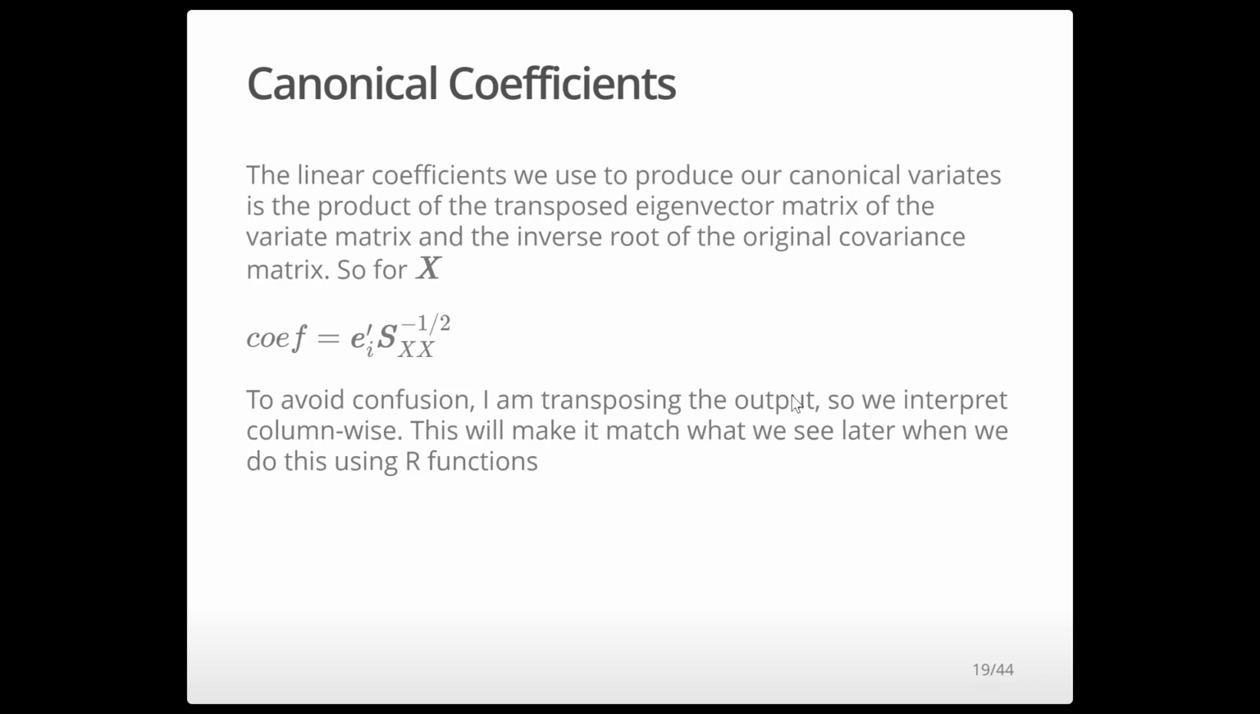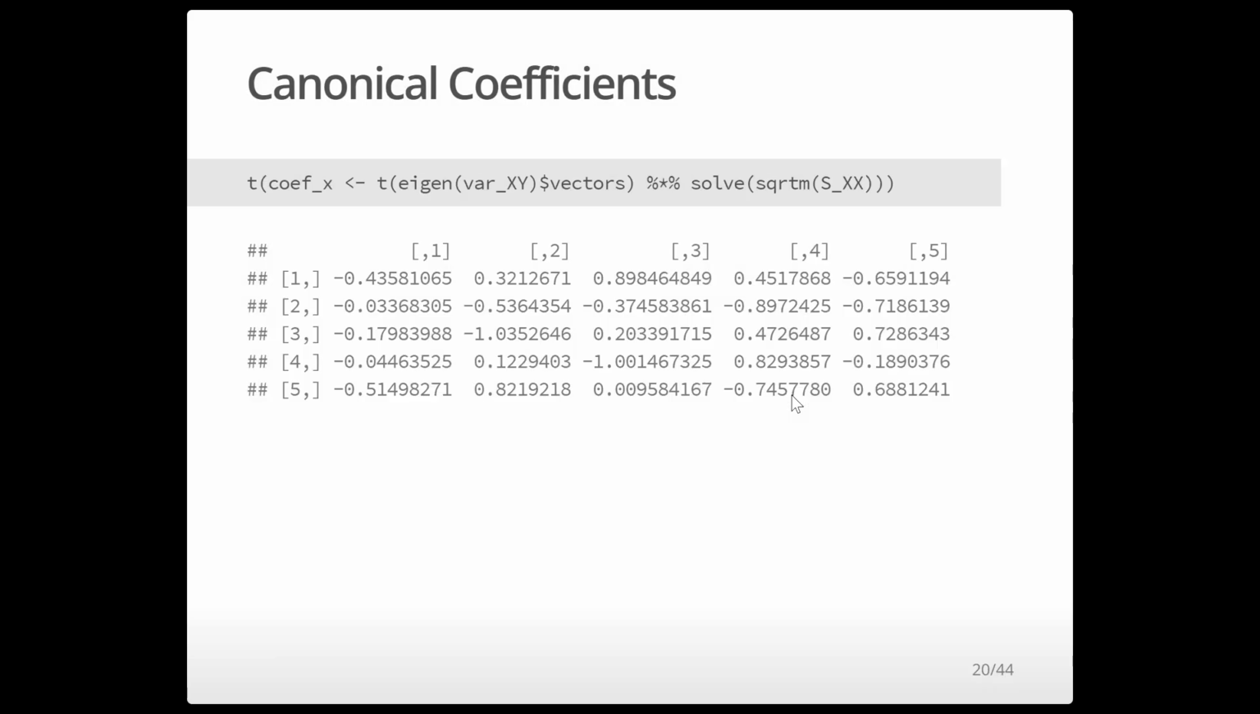The linear coefficients we use to produce our canonical variates are the product of the transposed eigenvector matrix of the variate matrix and the inverse root of the original covariance matrix. So the coefficient is E transpose times the inverse root covariance matrix. I'm going to transpose the output to avoid confusion so that we interpret these column-wise. This will make it easier to match what we get from the R functions later. So these are the canonical coefficients if we transpose the data.